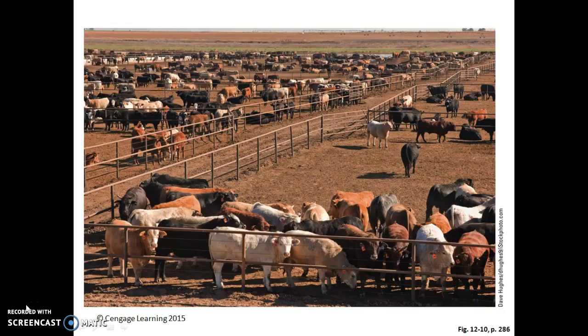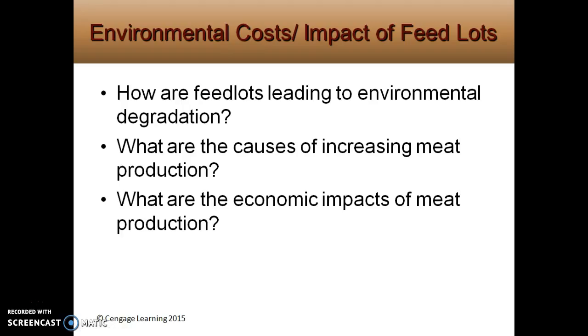This is a feedlot. Some of you were asking about a feedlot. This is a picture in your book. You can see it's a high concentration of animals in a very small space. If you look on the back side of this diagram, you can see that there's a river or stream that runs on the edge of this feedlot. So think about those types of things when you go to answer these questions.